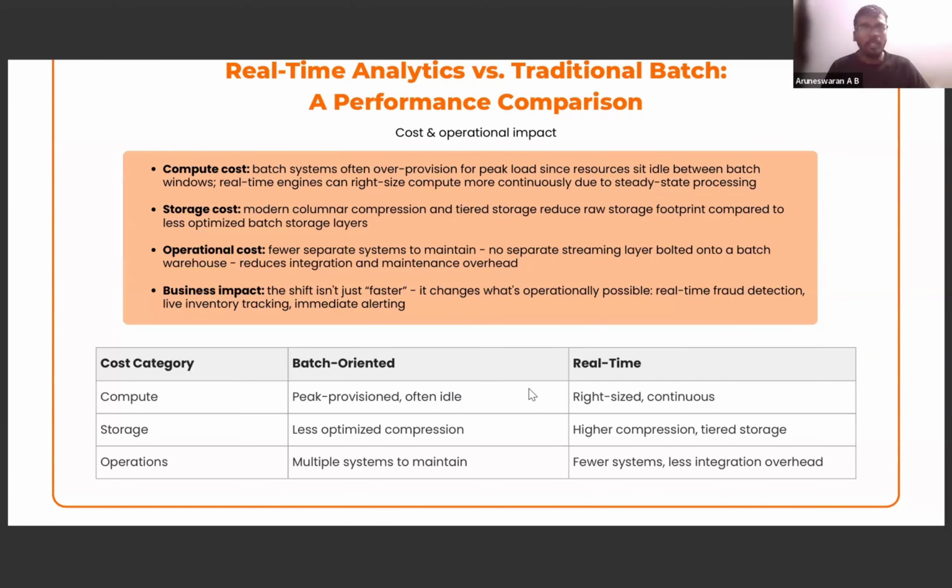The second cost category is the storage part. In the traditional approach, we don't have any compression technique, but here we can reduce storage by 70% when storing the data in our data warehouse, so that we can overcome the storage cost as well.